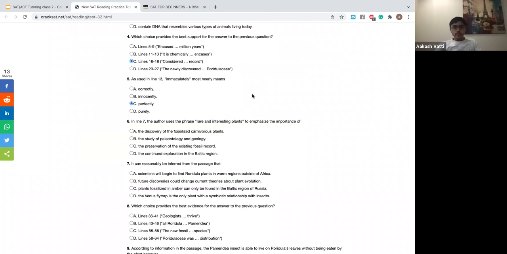Question 6. The author uses the phrase rare and interesting plants to emphasize the importance of discovery of fossilized carnivorous plants. That looks like a good answer. Study of paleontology and geology. Nope, that's not why he talked about the rare and interesting plants. Preservation of the existing fossil record. You don't go and find new plants if you want to preserve the previous plants. That doesn't say that anywhere. The continued exploration in the Baltic region. Nowhere in the passage does it say that we have to explore only in the Baltic region versus other places. Therefore, A is our answer.